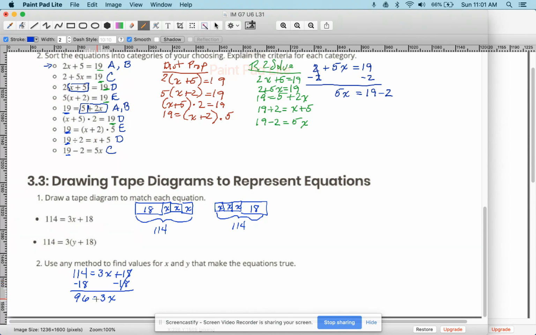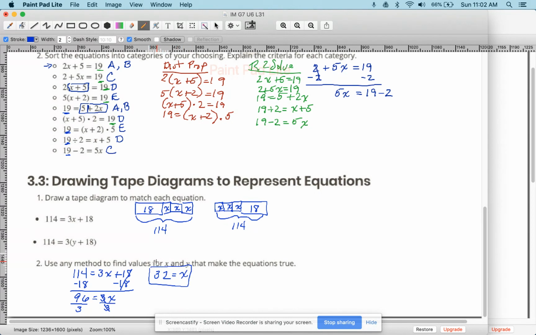So I have 96 equals 3 times x. 3 is being multiplied times x, so I know that I need to divide by 3, and whatever I do to that side, I have to do to this side. 3 divided by 3 is 1x. I'm going to move over here, 1x, and that equals 96 divided by 3. 3 goes into 9 3 times, 3 goes into 6 2 times, so it's 32 equals x.